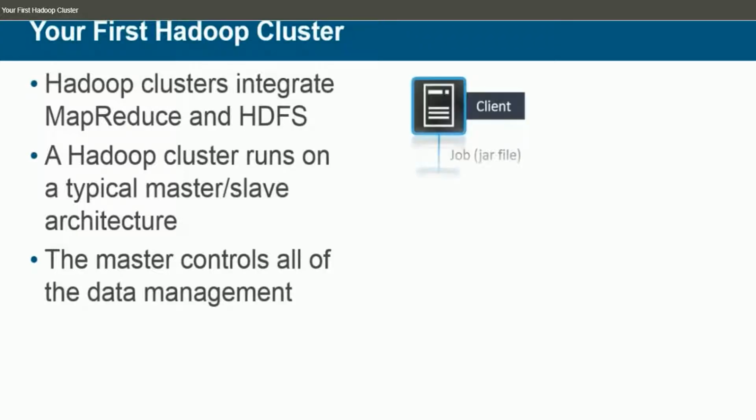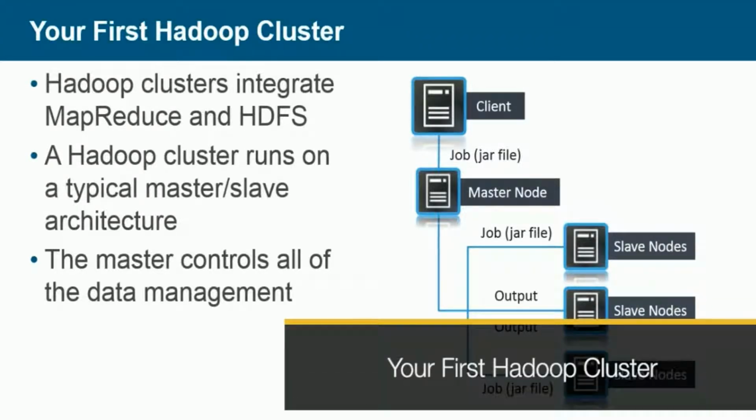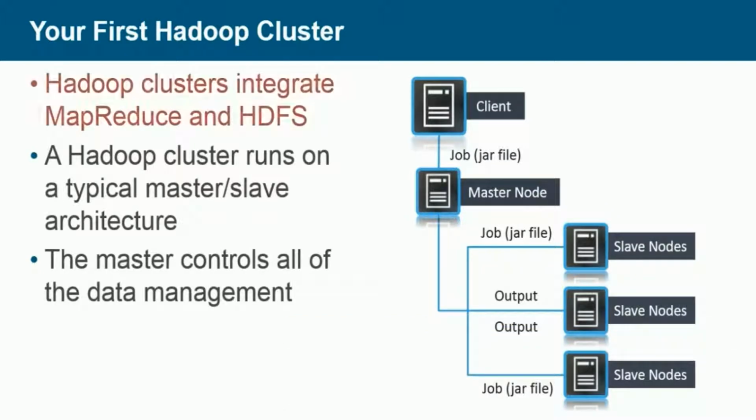Integrate MapReduce and HDFS. This is core Hadoop. Each portion of a Hadoop cluster has a specific job and runs on a specific machine. A Hadoop cluster runs on a typical master-slave architecture, with the master controlling all the data management, communication, and processing. In Hadoop, the master is called the name node. The slave is called the data node and does all the work.